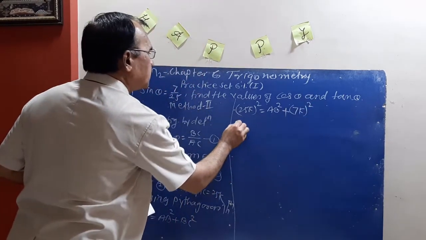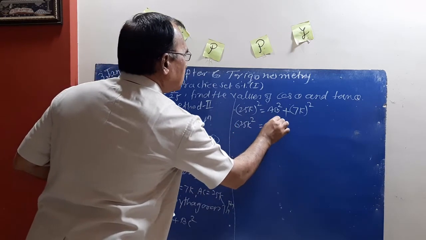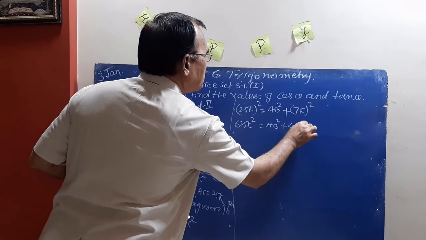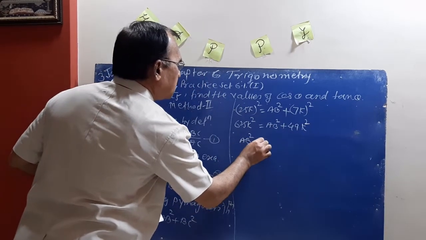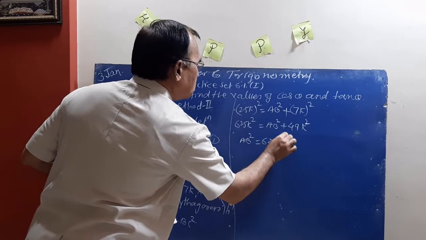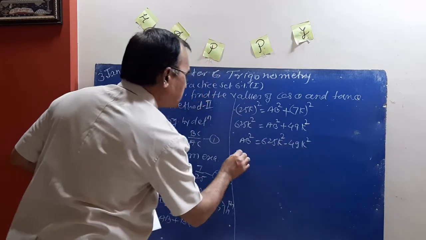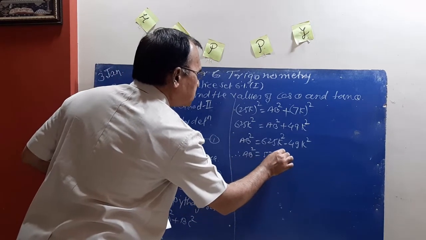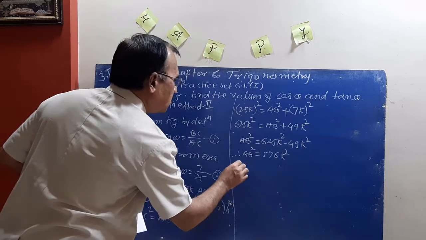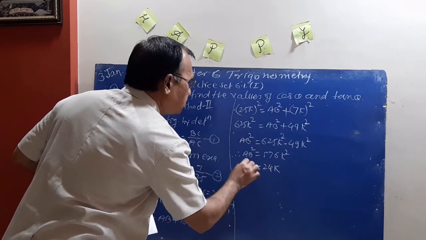(7K) bracket square. 625K square is equal to AB square plus 49K square, and therefore AB square is equal to 625K square minus 49K square. Therefore AB square is equal to 576K square. By taking square root of both sides, AB is equal to 24K.